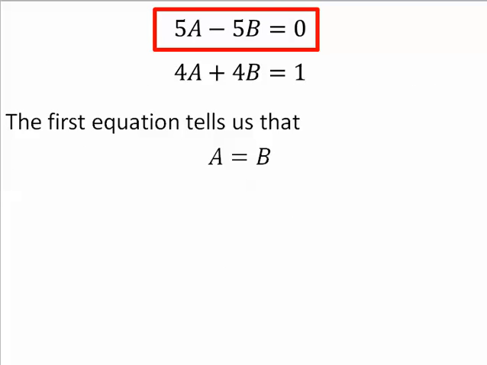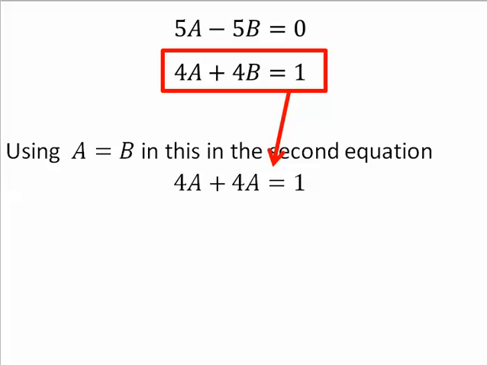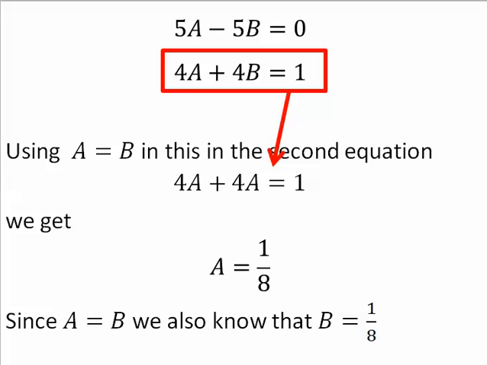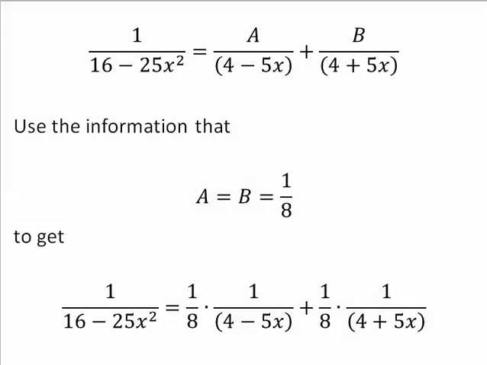The first equation tells us that A equals B. Using A equals B in the second equation, I get 4A plus 4A equals 1, or solving for A, I get A equals 1/8. Since A and B have to be equal, we also know that B equals 1/8. Now we have to go back and remember which linear term we put under the A and which one we put under the B. In this particular case, it doesn't matter because A and B are equal, but usually it does matter. So we rewrite it, and this is what we get.